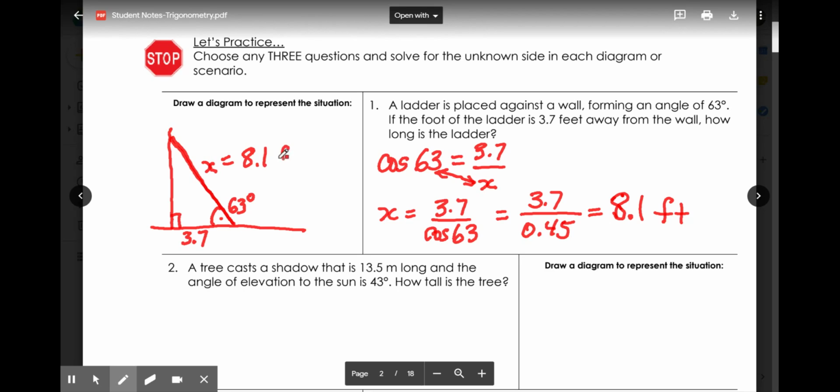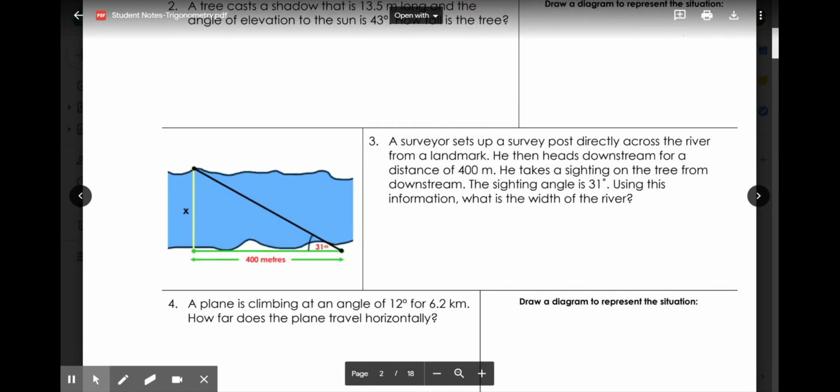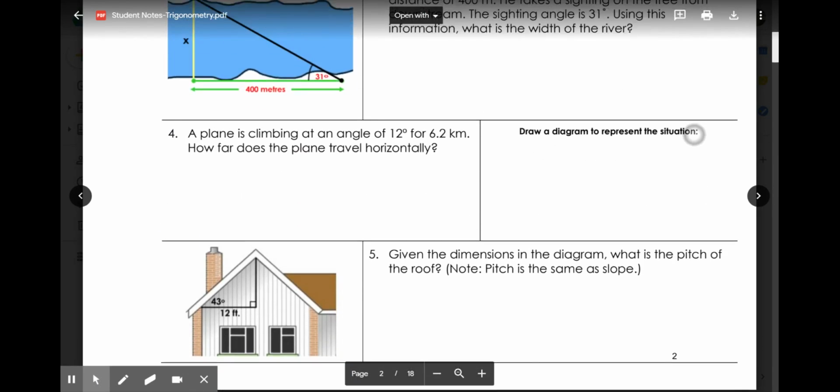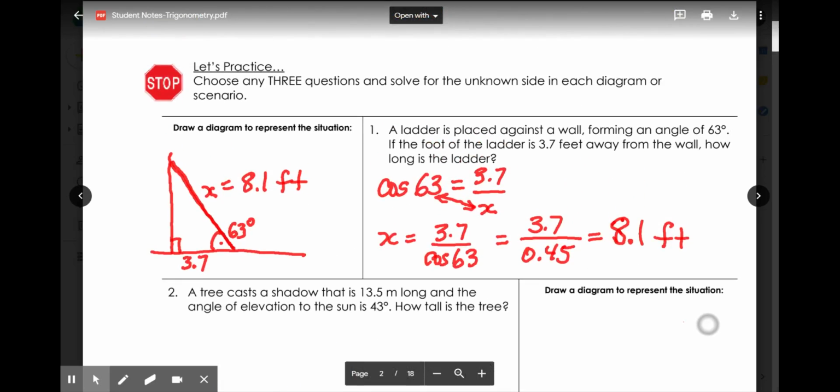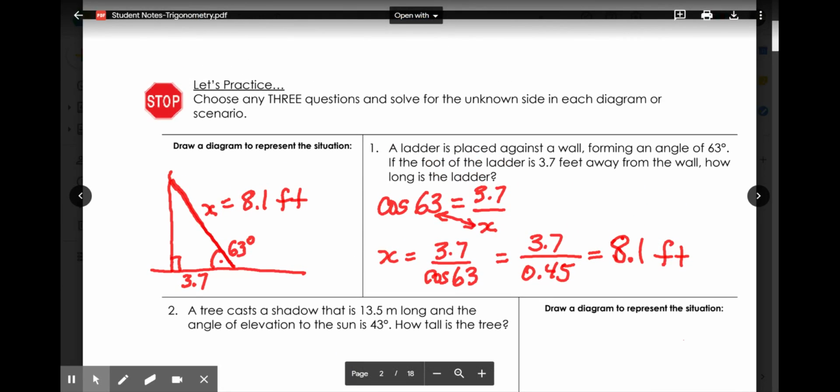So the ladder is 8.1 feet. Okay, there's some more questions that you can try on the rest of this page. Give those a shot, and I'll post the answers on our Google Classroom.